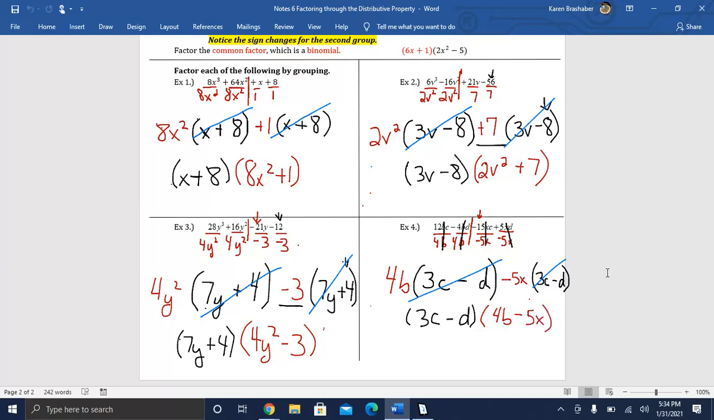So if you'll notice, the same pattern happened on all 4 of your examples, and all 4 of your examples ended up with 2 parentheses multiplied together as your final answer. This process is known as factoring by grouping, and the last part of your assignment will be that type of factoring. The first part of your assignment will be just factoring using the distributive property. So if you have any questions, please ask your teacher, and good luck on this assignment.